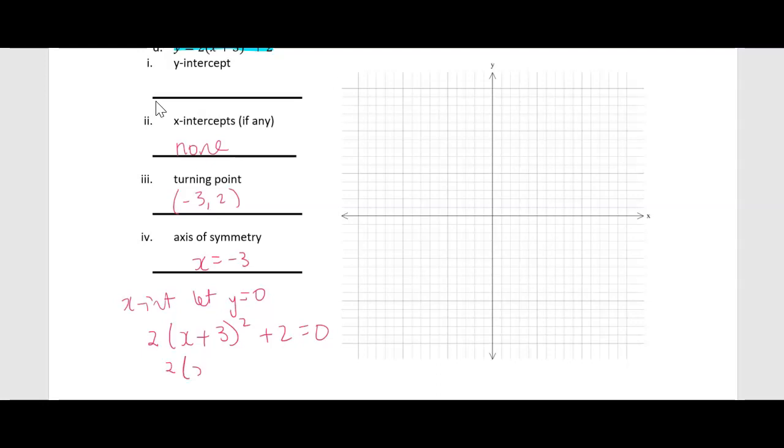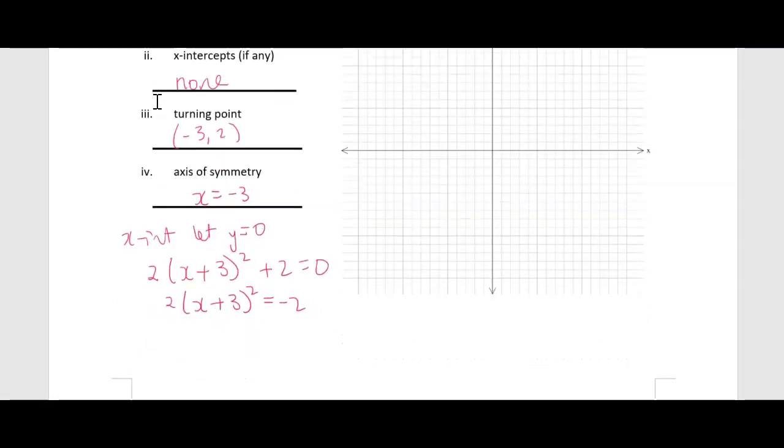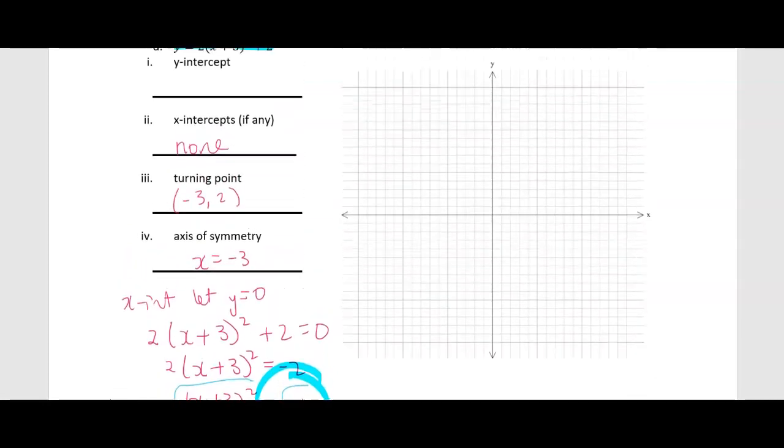All right, let's just quickly go through this. I'm going to divide both sides by 2. And when I go to get rid of that squared by taking the square root of both sides, this is why you don't have x-intercepts, because we get no real solutions when we take the square root of a negative number. So even if you didn't notice that there were no x-intercepts straight away, when you go to solve for x-intercepts, you'll soon notice that there are none.